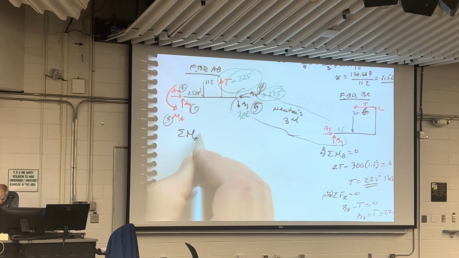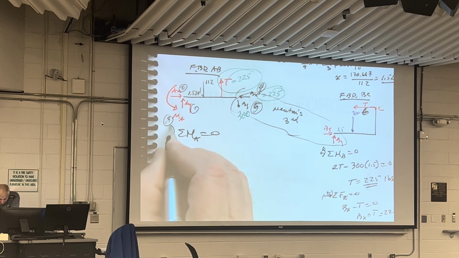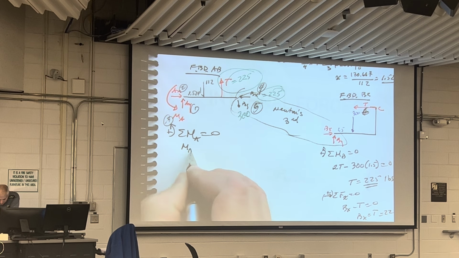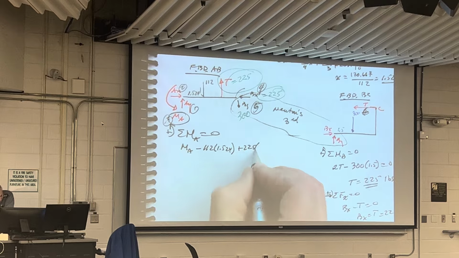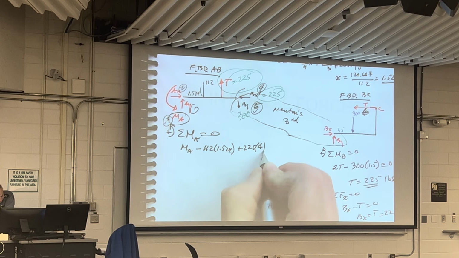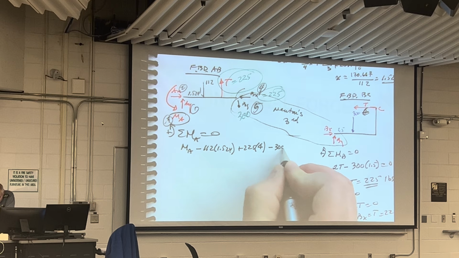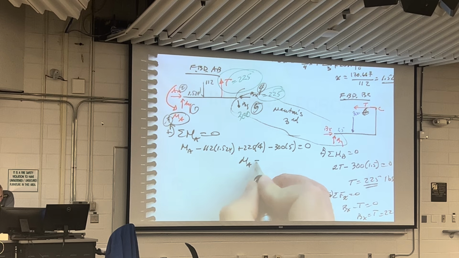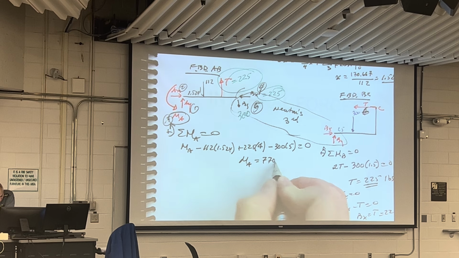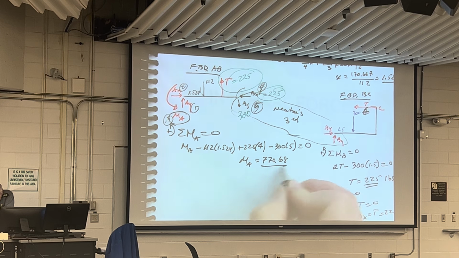Sum moments at A equals 0. I'm going to take counterclockwise positive. I drop the MA in. It's a moment already. Minus 112 times 1.524 feet plus 225 times 4 minus 300 times 5 equals 0. Bam. MA comes out to 770.68.